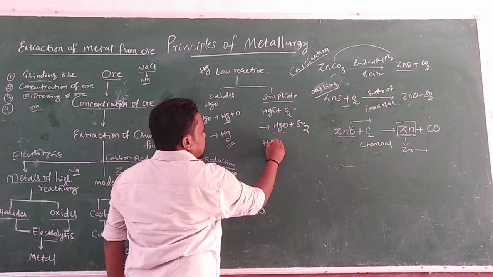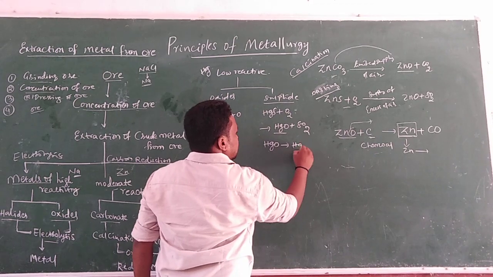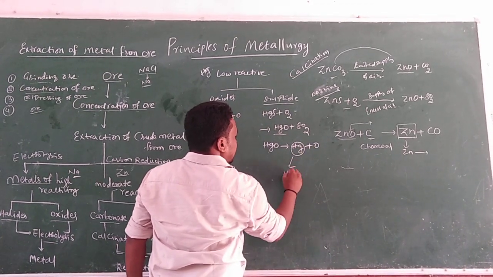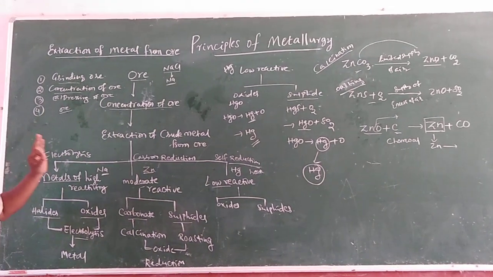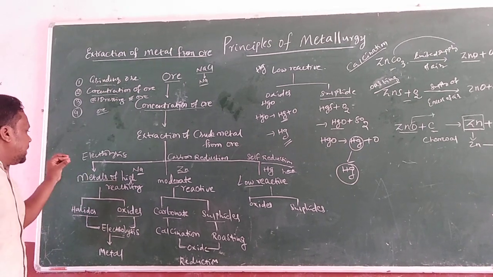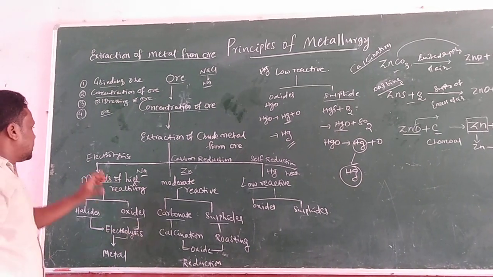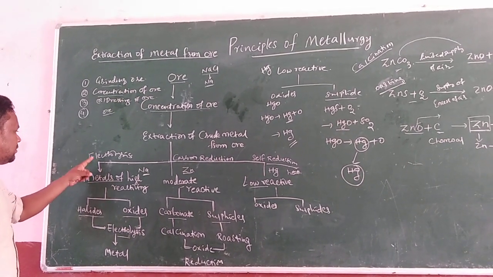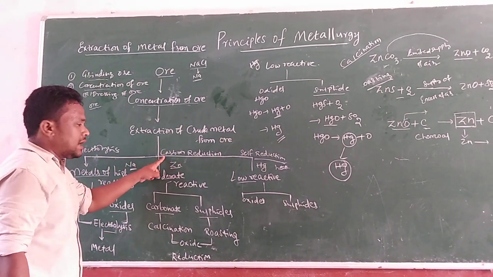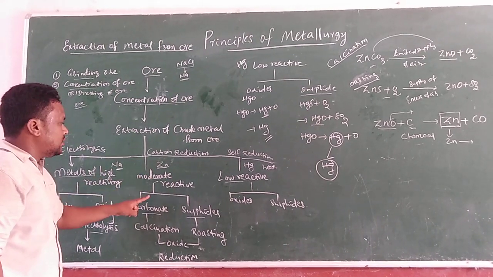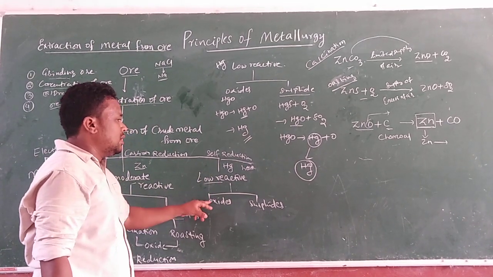Now again this HgO, mercury oxide, will undergo a reduction reaction, Hg plus O like this. Again we got the Hg metal, yes. So how can we get the metals of high reactive, moderate reactive and low reactive? By the electrolysis process, we get the high reactive metal from its ore. By the process of carbon reduction, we get the moderate reactive elements from their ore. By the sulfur reduction reaction, we get the low reactive elements from their ore.